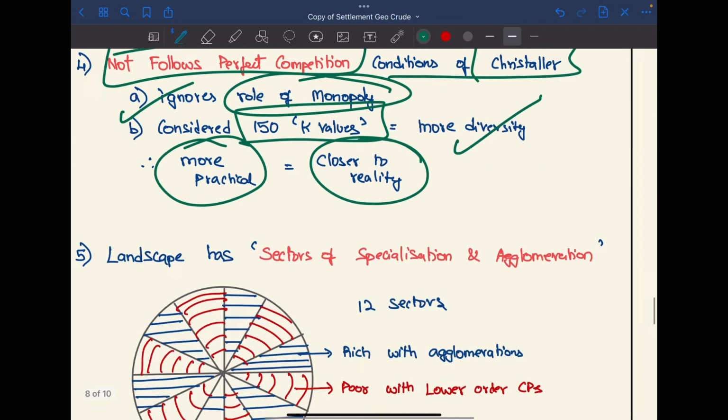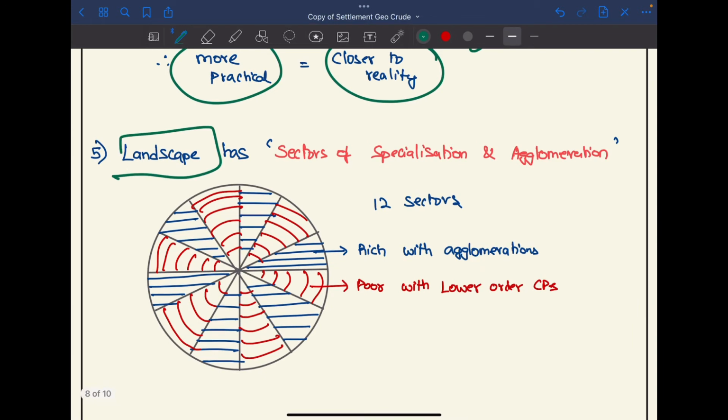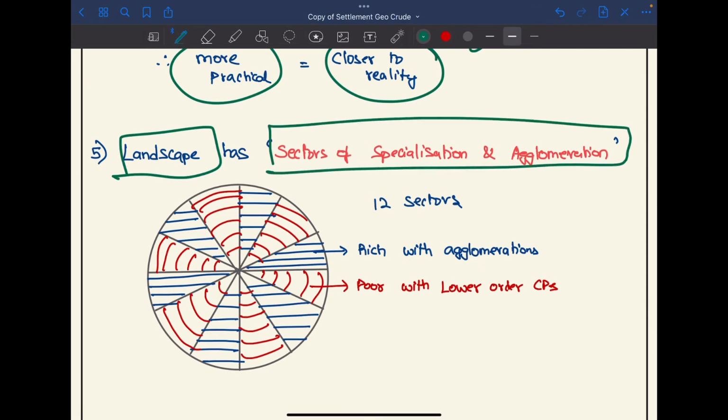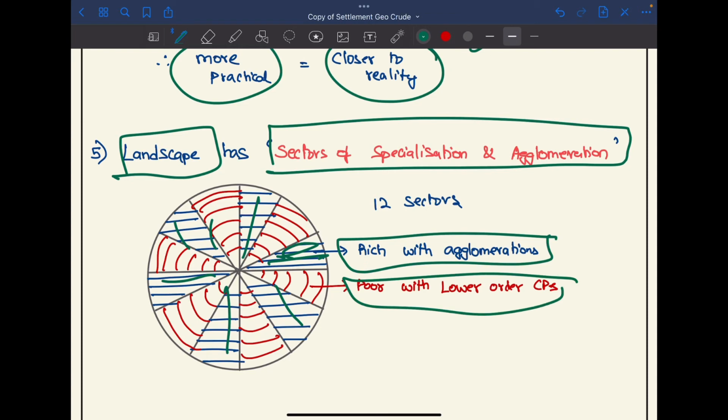So for him, the landscape will have sectors of specialization and agglomeration. So there will be 12 sectors, with 6 blue and 6 red sectors. The blue ones are very rich with agglomerations, and the poor ones are with the lower order CPs. So there will be agglomerations and production changes going on here, and there will be lower order CPs.